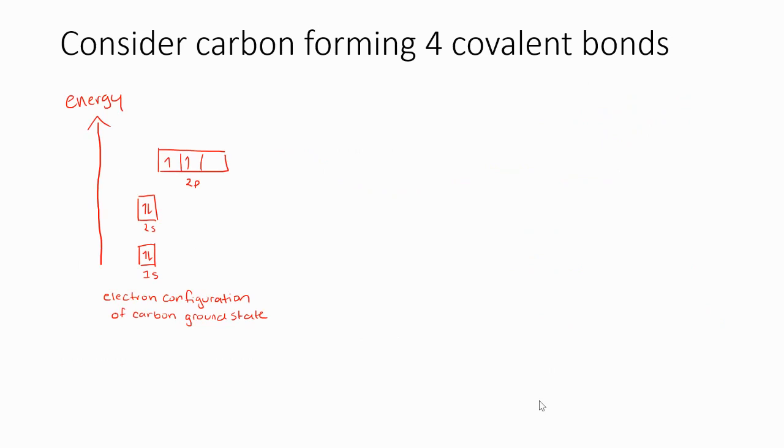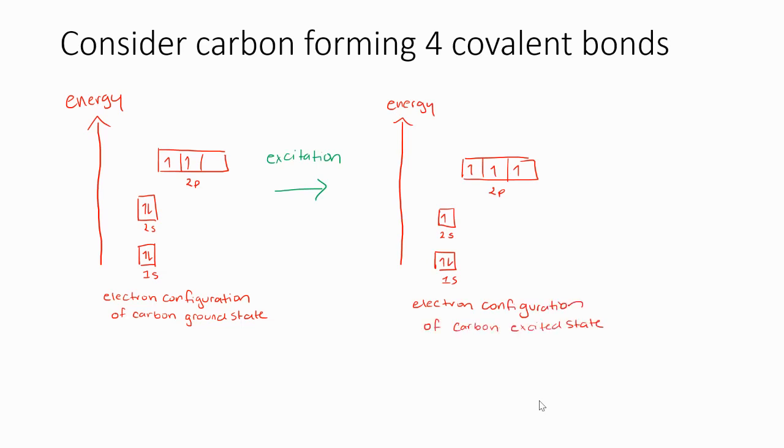Here we have the electron configuration of carbon in its ground state, and you can see that the valence electrons sit in the 2s orbital, and then we have two in two of the 2p orbitals. Now the 2s orbital is complete and it's not available for bonding. So how do we get four covalent bonds forming around a carbon atom? Well, a process called excitation occurs, which allows one of the electrons in the 2s orbital to jump up to the 2p orbital, and now we have four orbitals available to bond.